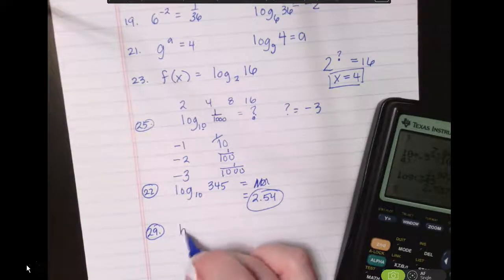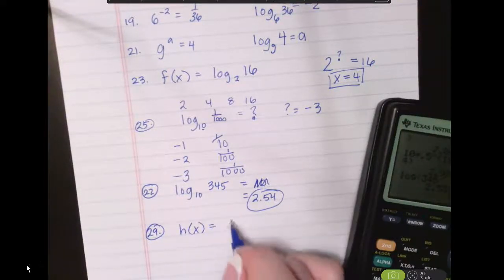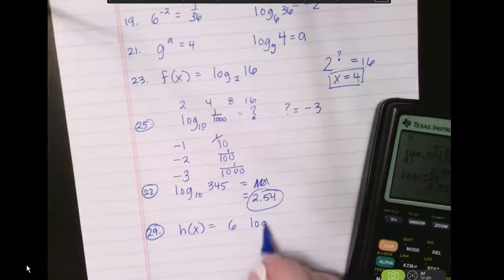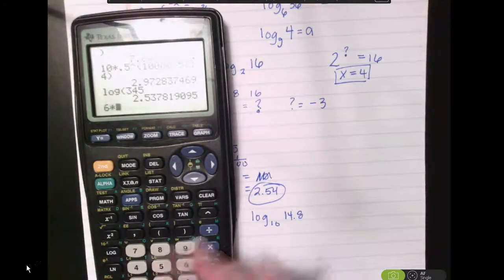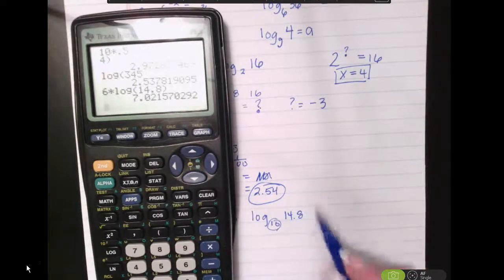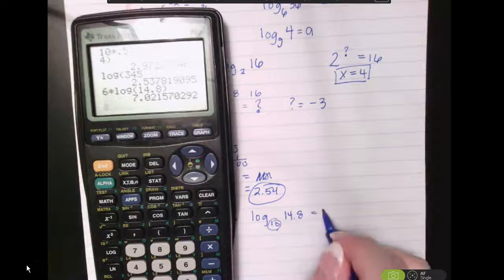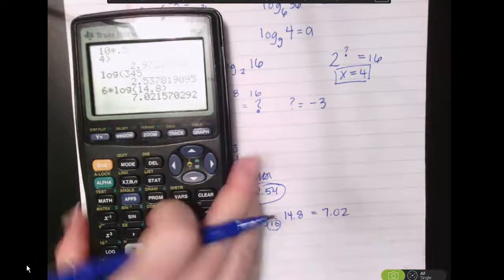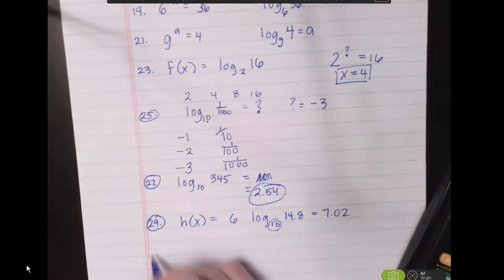And number 29, I've got h of x equals 6 times log base 10 of 14.8. So 6 times log of 14.8. And I don't really need to put in the 10 because it's understood base 10. So that is 7.02.